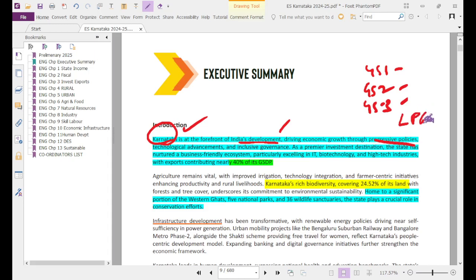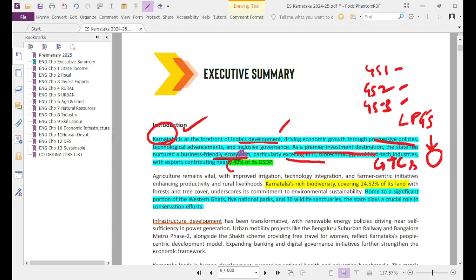Post the LPG reforms, Karnataka has been among the first states to implement opening up the market for foreign companies to come in, in the name of global technological centers, and usher in a very high level of churning in terms of skill creation, job creation, adding economic activities, service provision, and establishing technical institutions. Thus, as a premier investment destination in India, the state has nurtured a business-friendly ecosystem, particularly in biotechnology, IT and high-tech industries.